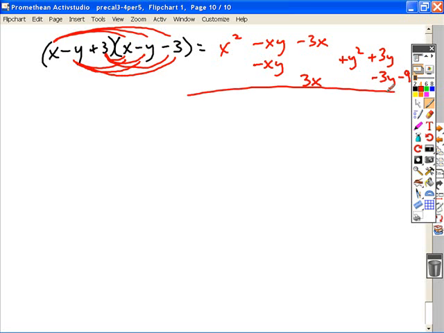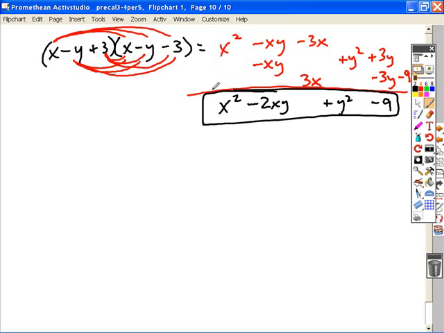So again, I've arranged these so that they're grouped together vertically in like terms, so that when I express my final answer, I get the x squared, a minus 2xy, the x's cancel, so I get plus y squared, the y's cancel, and then a minus 9 at the end. So here is my expanded form.